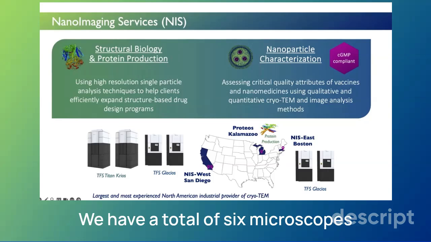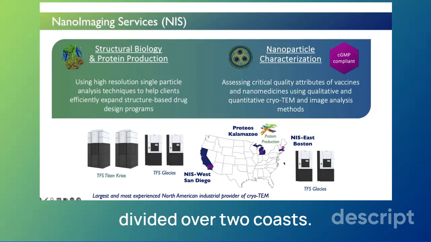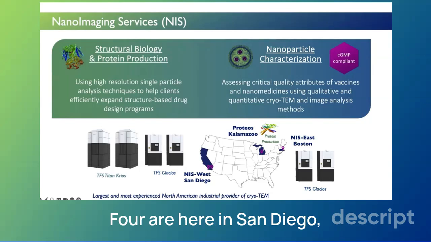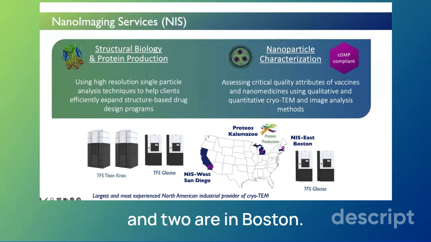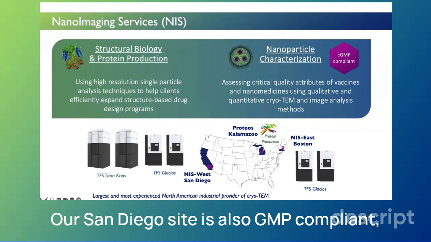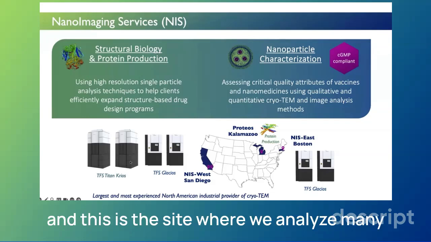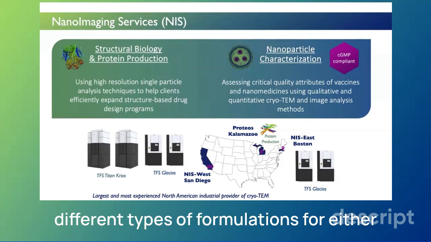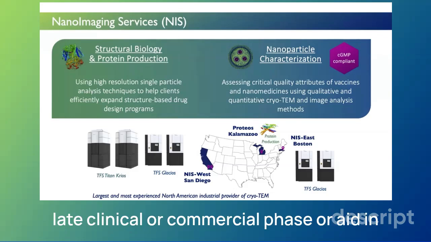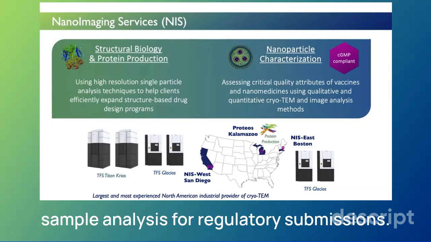We have a total of 6 microscopes divided over 2 coasts. 4 are here in San Diego, and 2 are in Boston. Our San Diego site is also GMP compliant, and this is the site where we analyze many different types of formulations for either late clinical or commercial phase or aid in sample analysis for regulatory submissions.